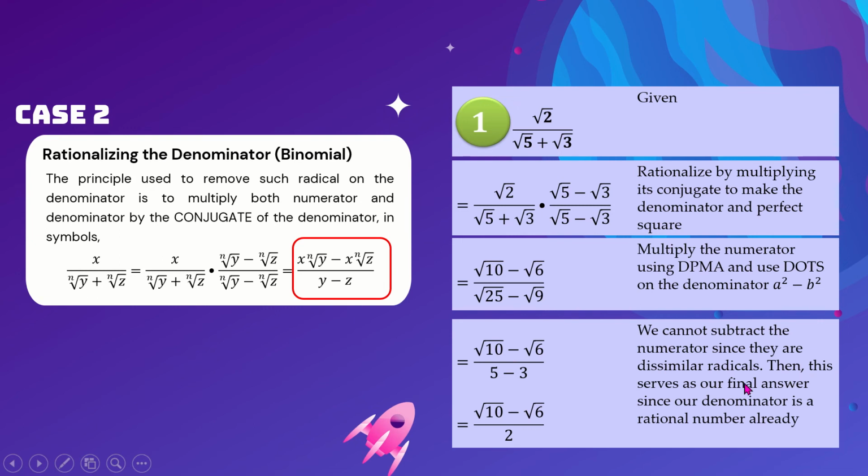Then, how about the denominator? The square root of 25 is 5. The square root of 9 is 3. So 5 minus 3 is 2. This serves as our final answer since our denominator is already a rational number, and that is 2.